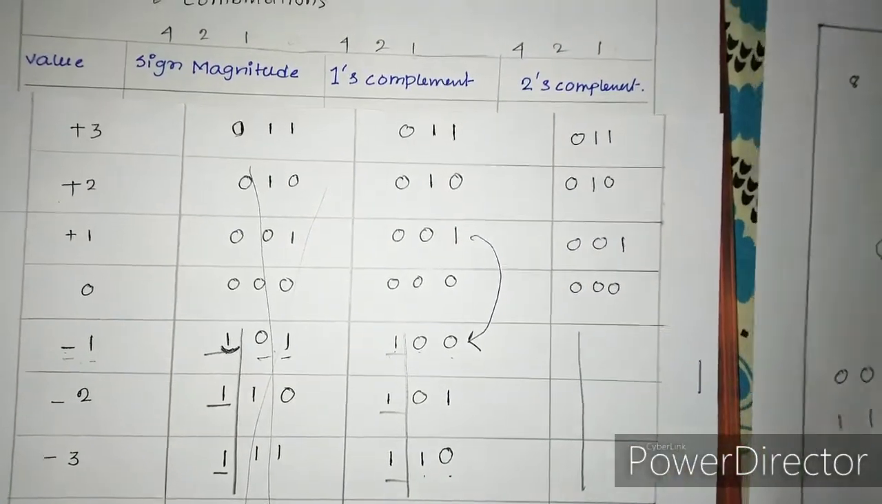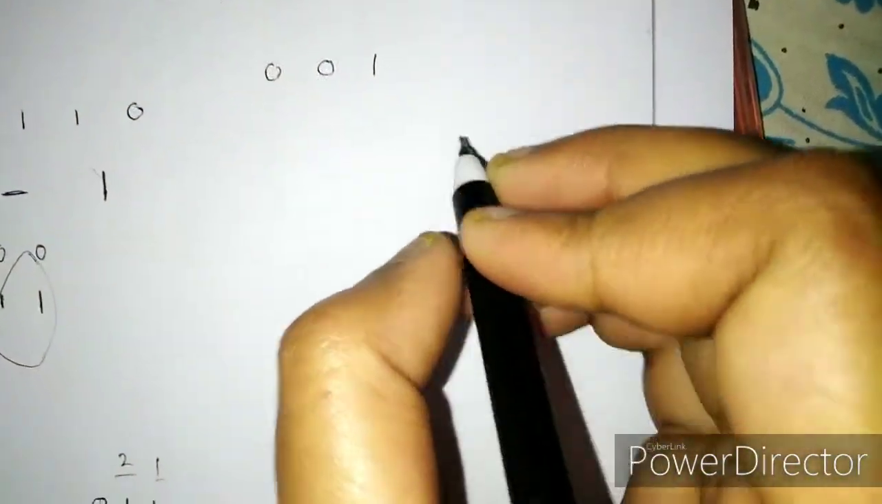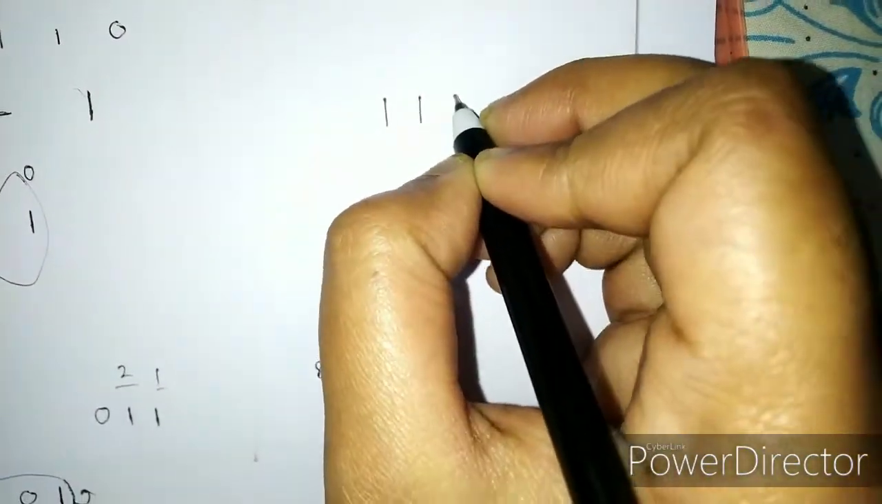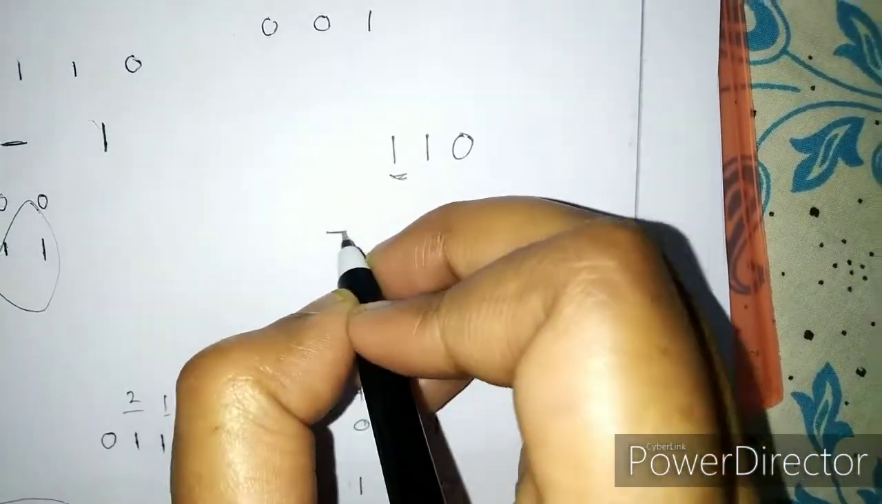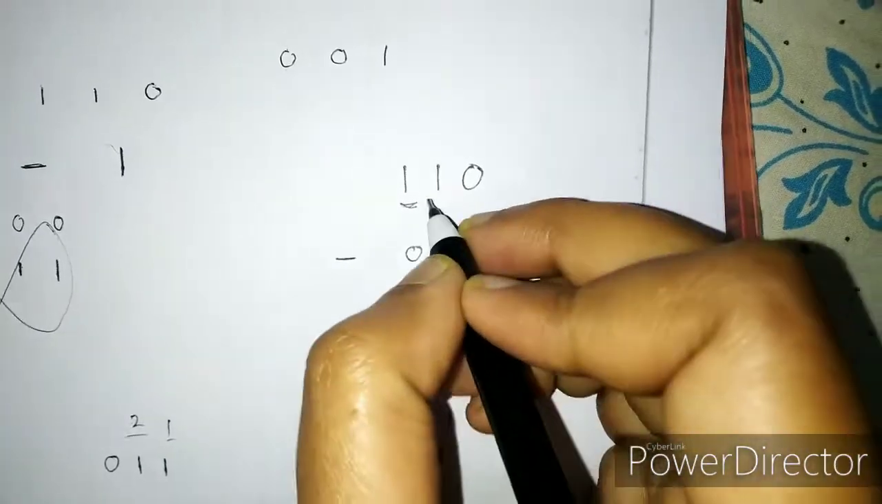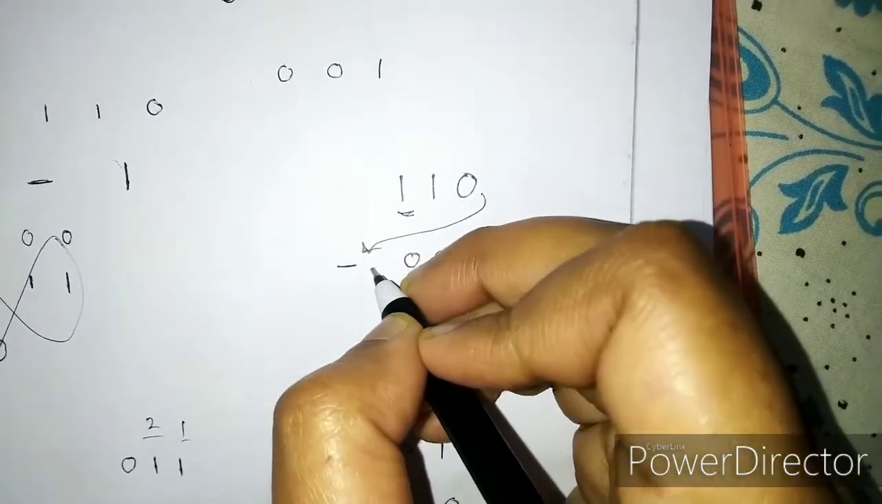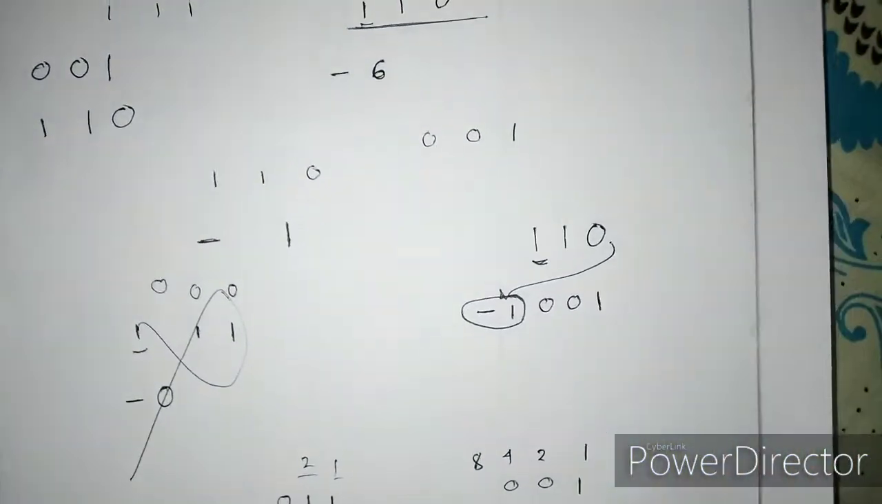Okay, let's take another example, to make you understand this. Suppose 1 1 0. The MSB is 1, it means it's a negative number. Now the ones complement is 0 0 1. So this number is actually minus 1 if we follow the ones complement method.